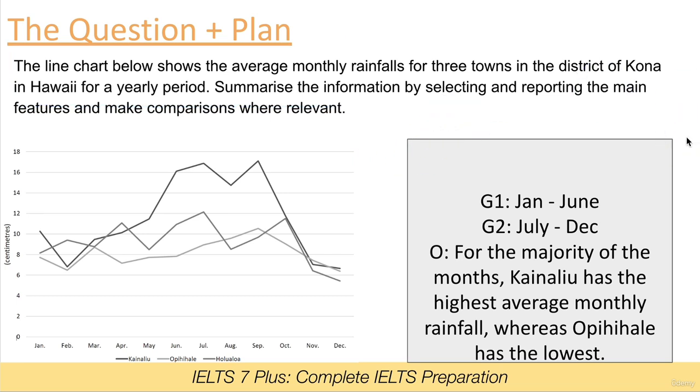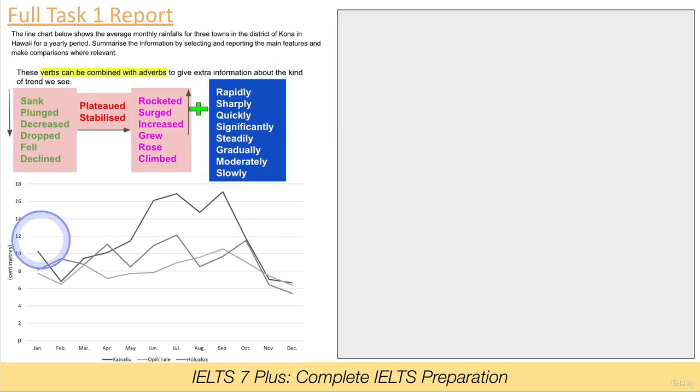Okay, so we've got our groupings, we've got our overview. So let's now put this all together in the write-up. And we've got our question here, and we've got our words, our helpful synonyms for words like decrease, stay the same, increase, and our adverbs, which are very useful here. And of course, we've got our data, which we'll be drawing from, in particular for the groups, for the two main bodies.